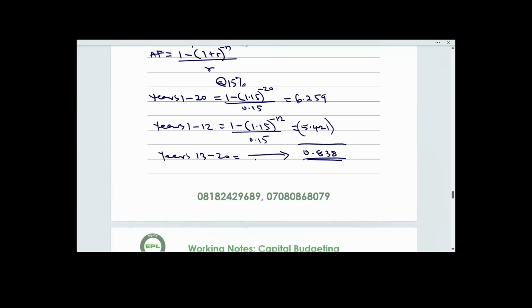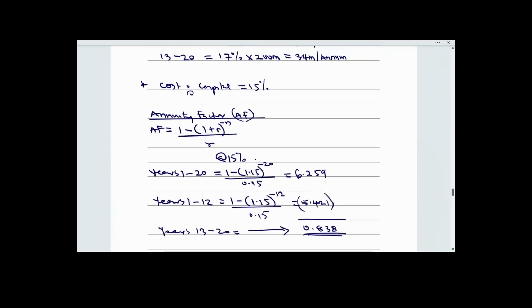We have done similar thing under cost of capital. So whenever you want to calculate annuity factor in between years, this is how you are going to do it. You start from year 1 to 20, then less the one of year 1 to 12. So to get the annuity factor of years 13 to 20, just minus the year 1 to 12 annuity factor from year 1 to 20 annuity factor. So that's that.